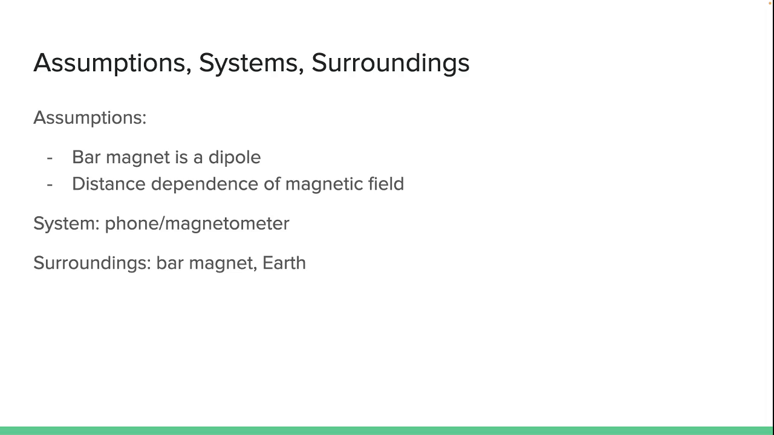The main assumptions are the bar magnet is a dipole and the distance dependence of a magnetic field. That means that the further away you get from the bar magnet, the weaker the magnetic field gets. The system is the phone and magnetometer, and the surroundings are the bar magnet and Earth.